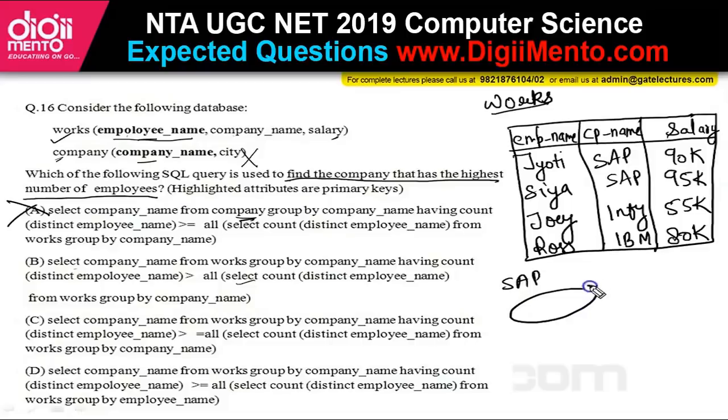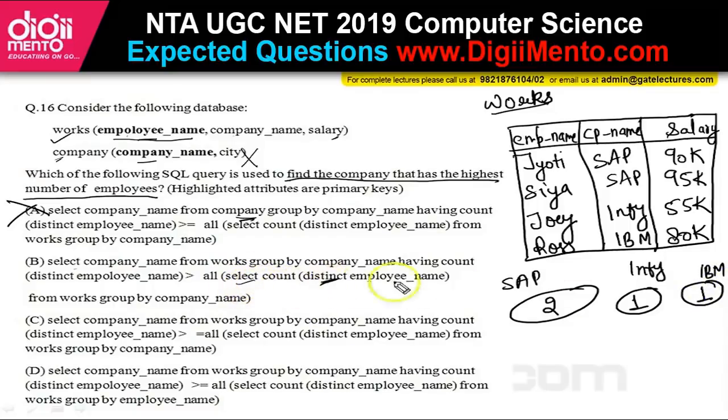Okay, and in SAP, how many employees are there, and their names should be distinct? Okay, so two people with distinct names. The other one is Infi with one employee, and the other one is IBM with one employee. So this is the output of my inner query.